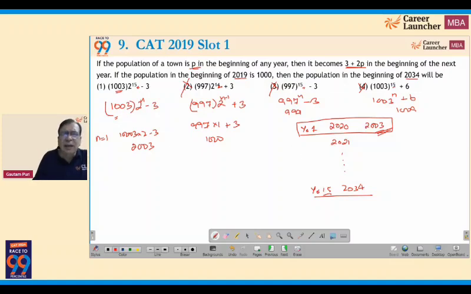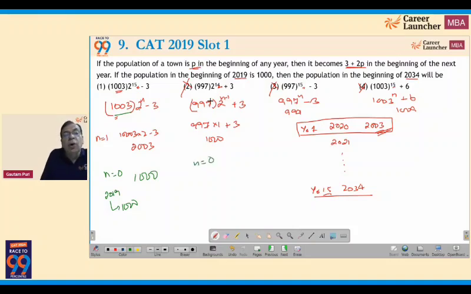Actually, we could have done it a little faster. Why did we do n equal to 1? We could have done n equal to 0. For n equal to 0, what should the answer be? n equal to 0 implies 2019. The answer should be 1000. Check: if n is equal to 0, what does this mean? 1003 into 1 minus 3, it is 1000.